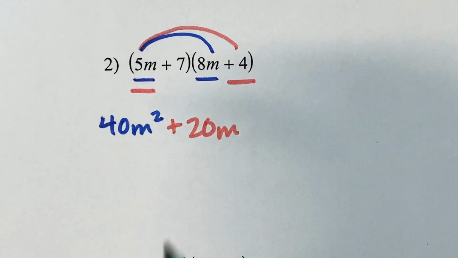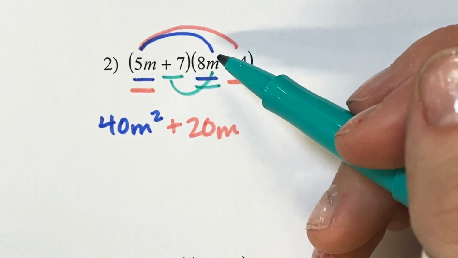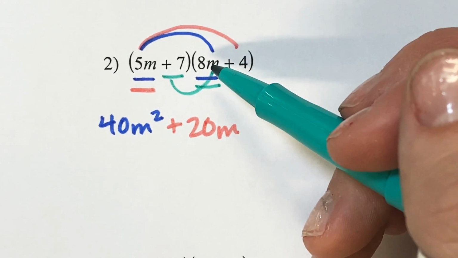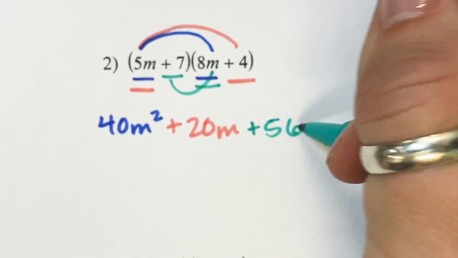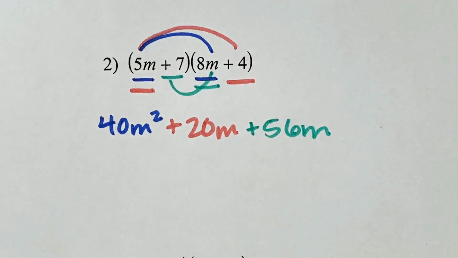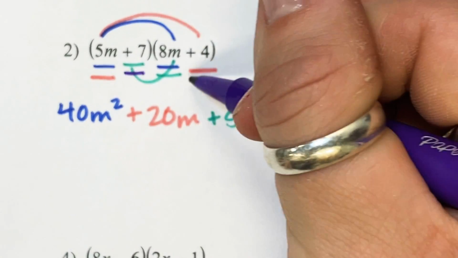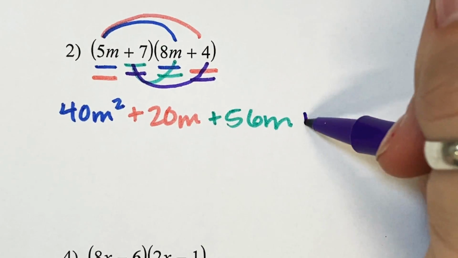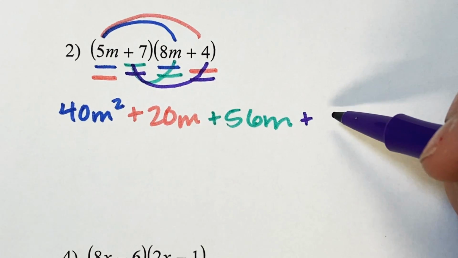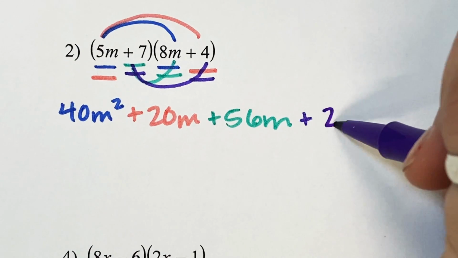I in FOIL stands for inside. 7 times 8, which for some reason I can never remember in my head, is going to give me positive 56 with 1m, so positive 56m. And L in FOIL stands for last, so 7 times 4. 7 times 4 is going to give me positive 28, I believe. I'm struggling with my multiplication. Yep, positive 28.